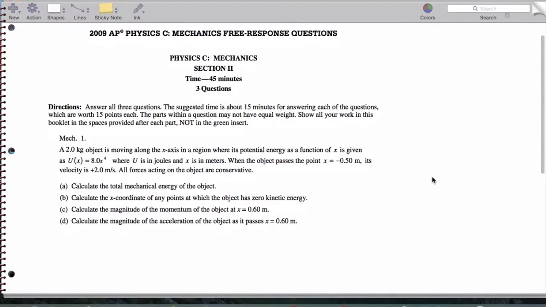Everybody, I wanted to run through the practice exam that I gave you over the weekend just to make sure that you felt prepared for this physics exam on Monday.